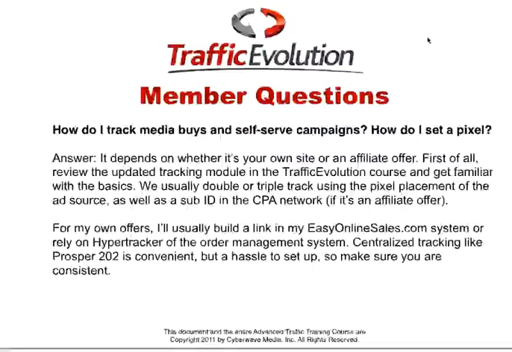So as always, it really depends on whether this is your own site or some sort of affiliate offer. That's because you're going to have a different protocol for tracking something that's an affiliate. You also have other ways to track that. So the first thing I would say is go and review the updated tracking module in the Traffic Evolution course. We just redid it about 6 months ago, and it's pretty solid and pretty good. We usually double track or even triple track using a pixel placement for the ad source, and we'll also use the sub-ID if it's an affiliate offer in the CPA network. And don't worry, I'll talk about that in just a sec.